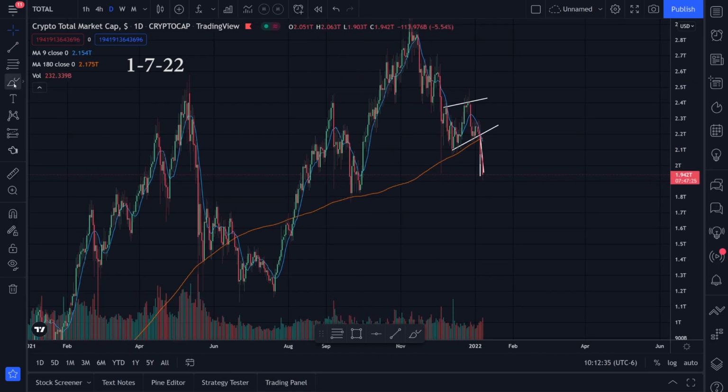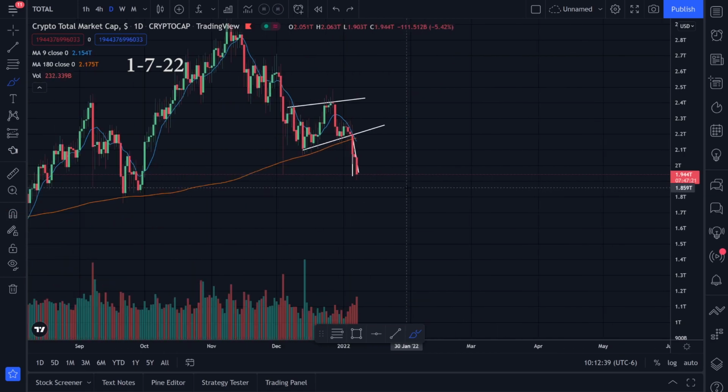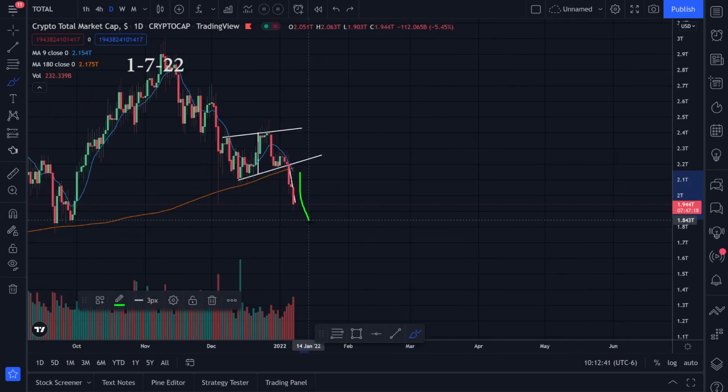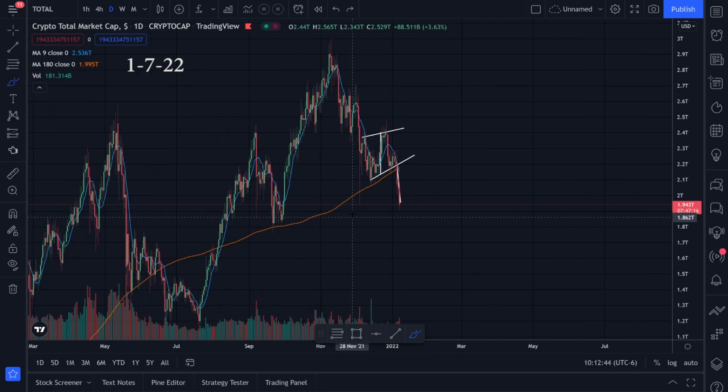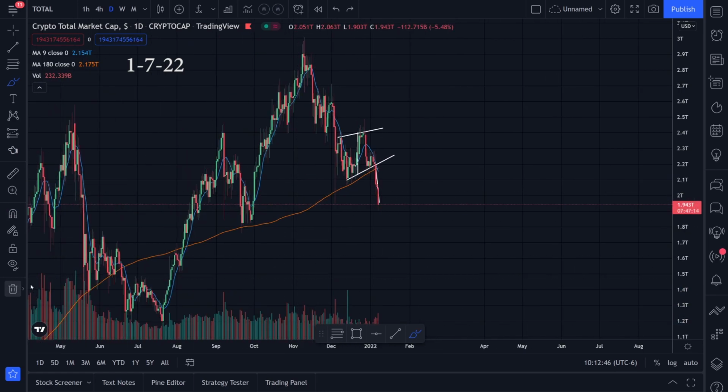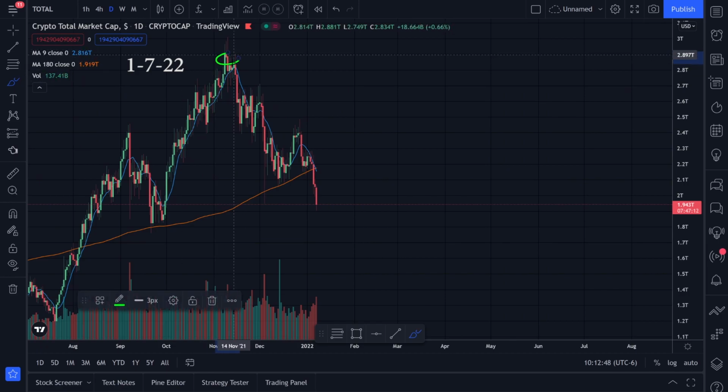In general, what I was targeting though is this previous support down here at around 1.82. What I'm thinking though is it does look like we're still pushing down. It does look like we're still getting some red candles on the total crypto market cap. In general, we have resistance, resistance, resistance.